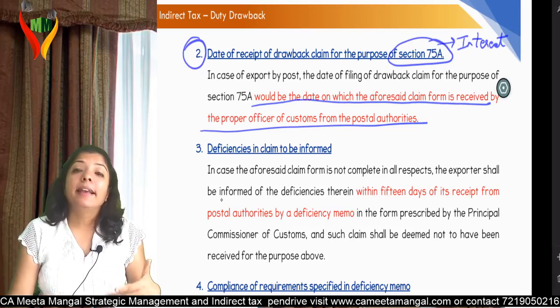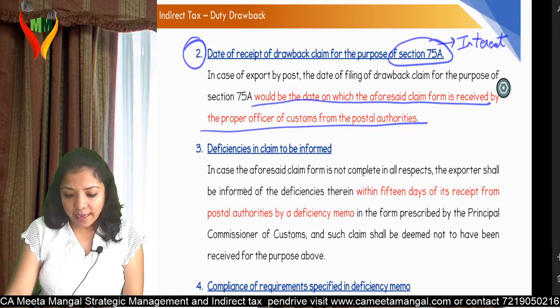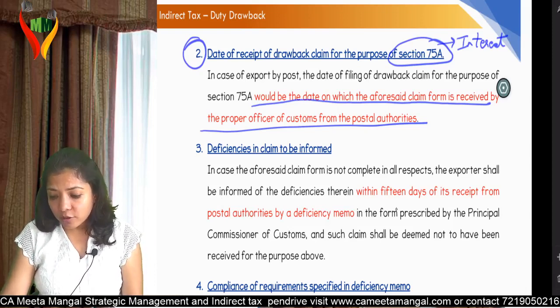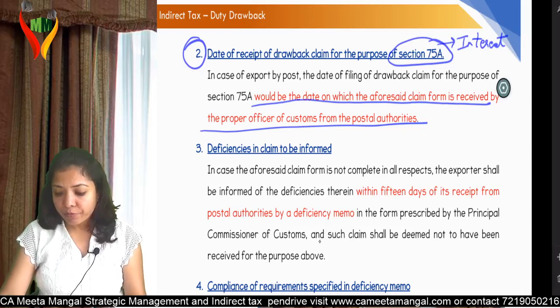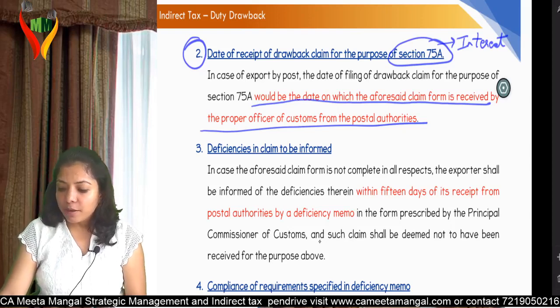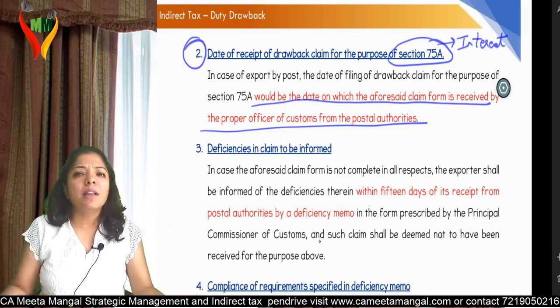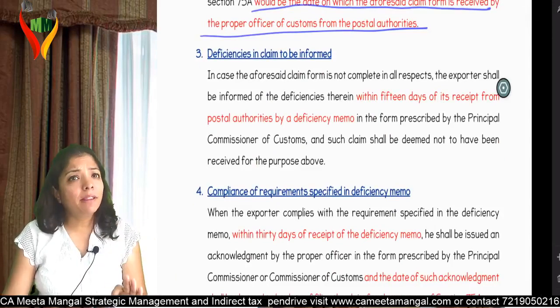But by chance, it may happen that my claim has some deficiency. In case the aforesaid claim form is not complete in all respects, the exporter shall be informed of the deficiency within 15 days of its receipt from postal authority by a deficiency memo in the form prescribed by the Principal Commissioner of Customs, and such claim shall be deemed not to have been received. Assume there is a deficiency; then I will assume that the claim has not been received at all. Then I got to know within 15 days.